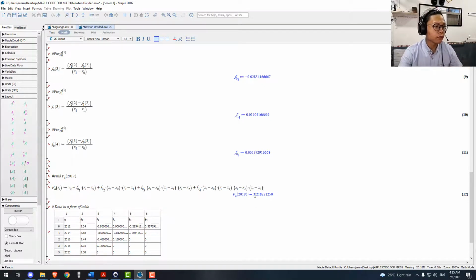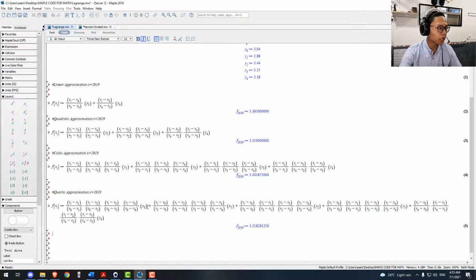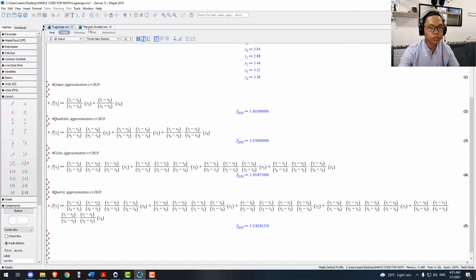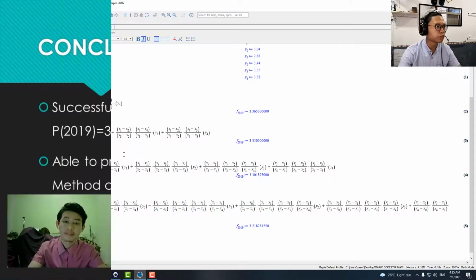As we can see, the final answer is the same as the Lagrange quartic approximation, which is equal to 3.2182. Therefore, these two methods give similar answers for the same question. That's all from me. Thank you.